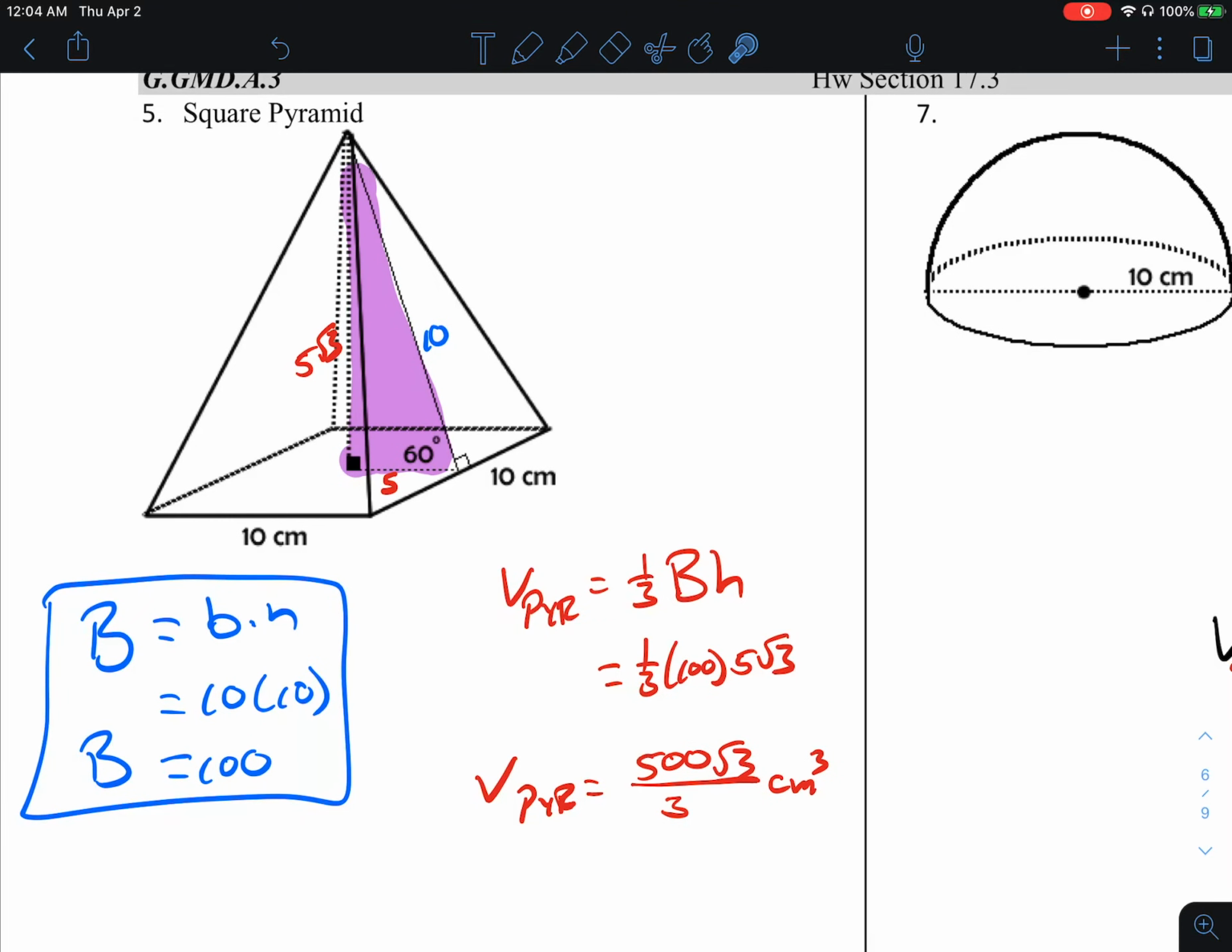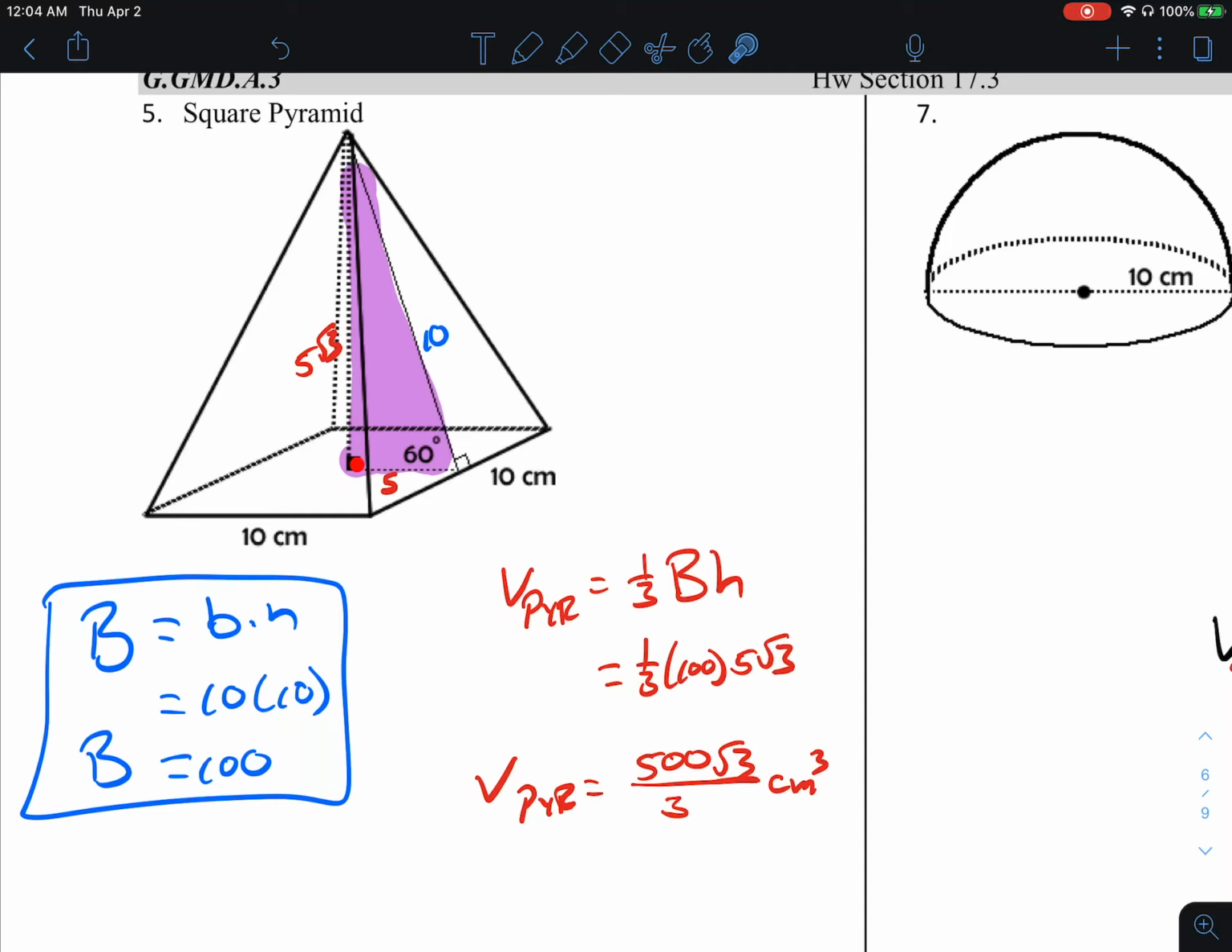Number 5. It's a square pyramid, so the base is a square. Dimensions are 10 by 10, so the area of the base is 100. To find the volume of the pyramid, it's a third of the base times the height. The base we just found is 100. The height we were not given.